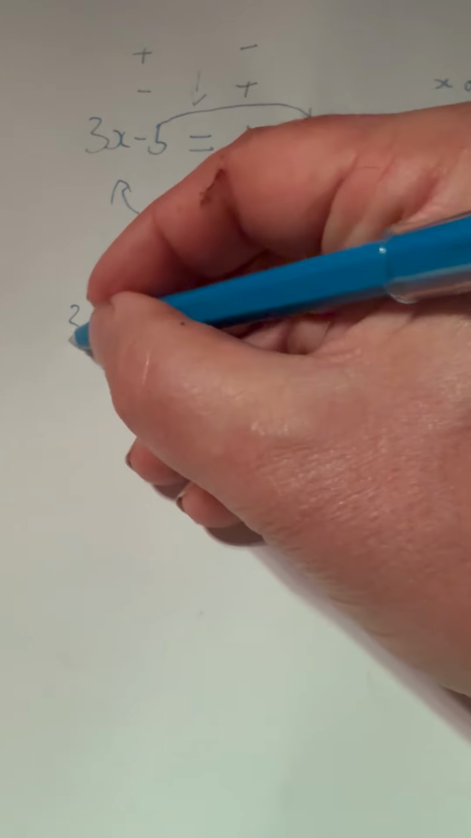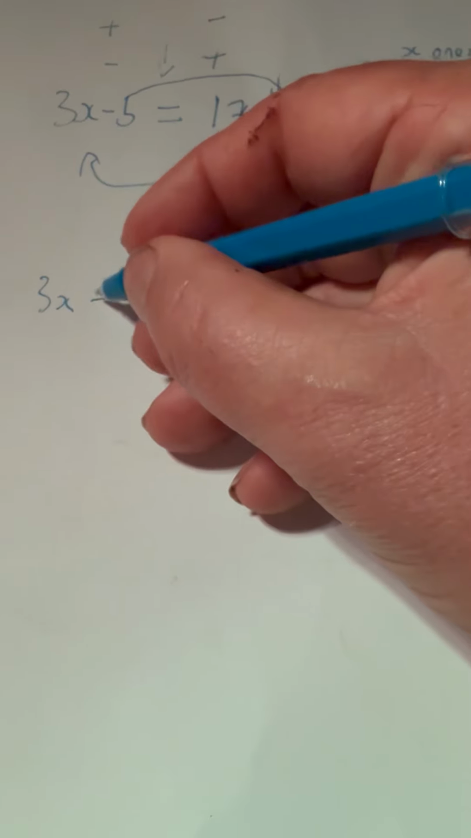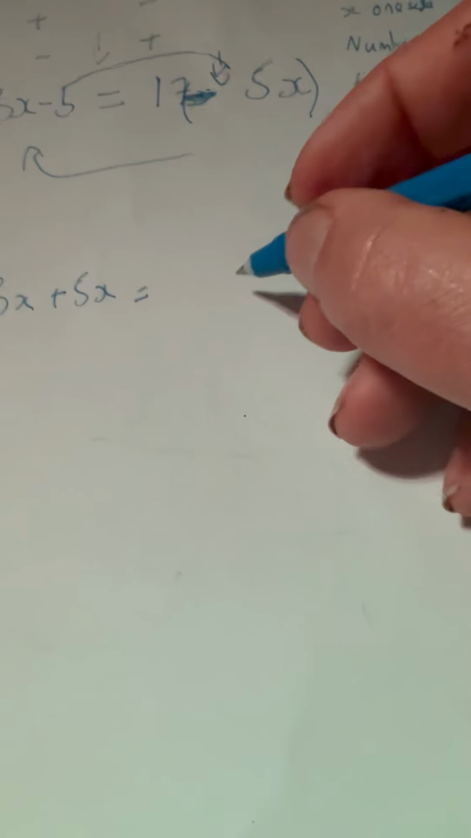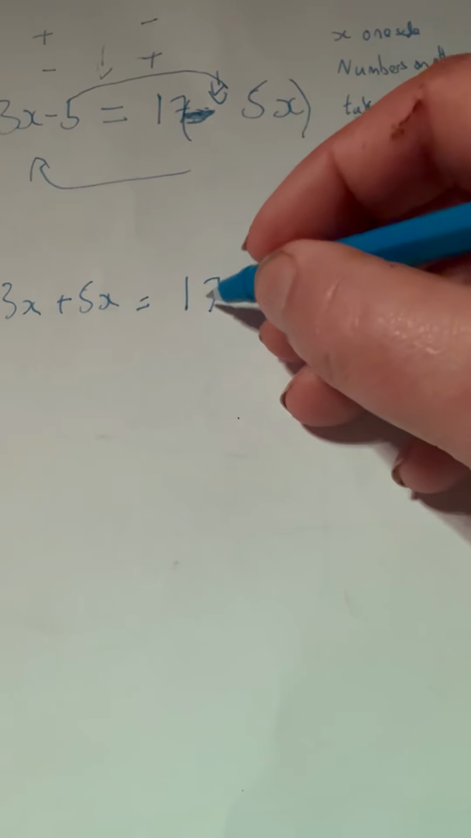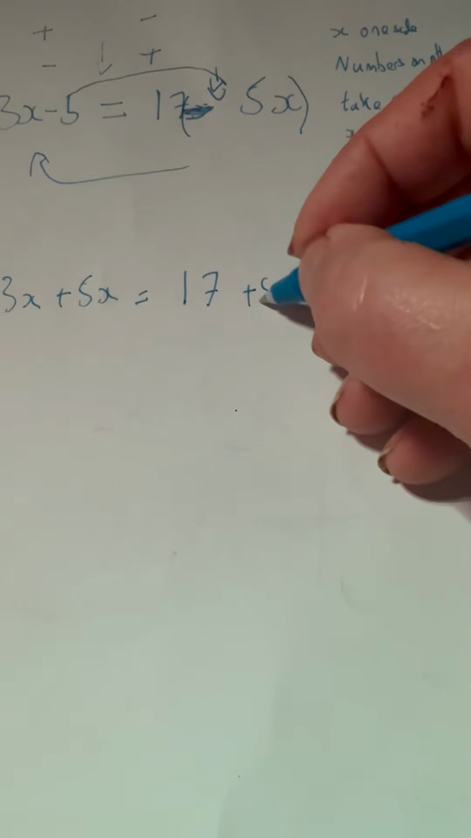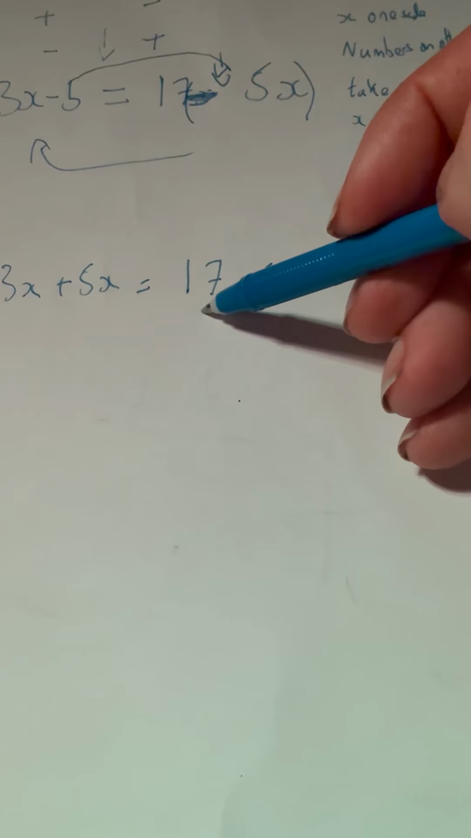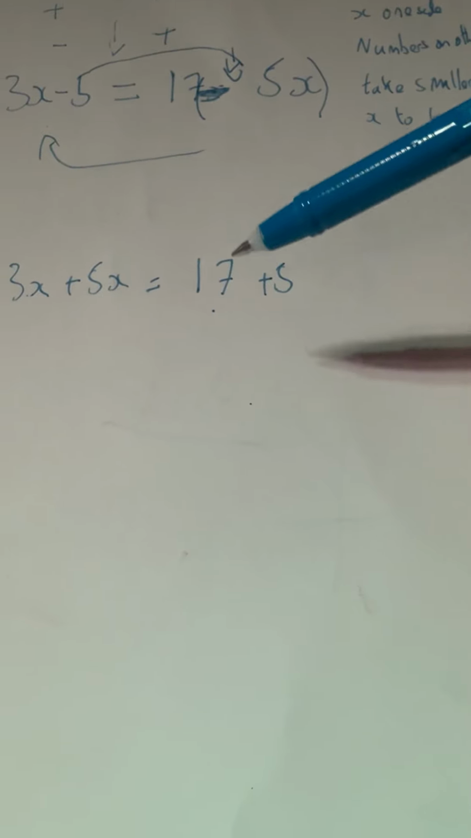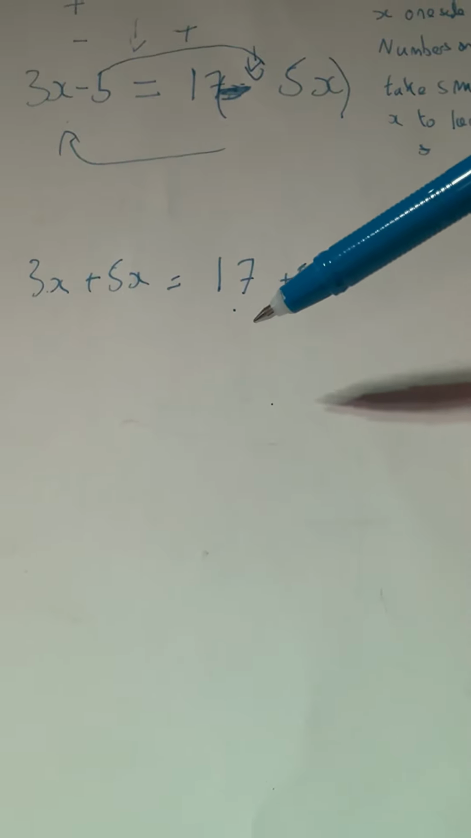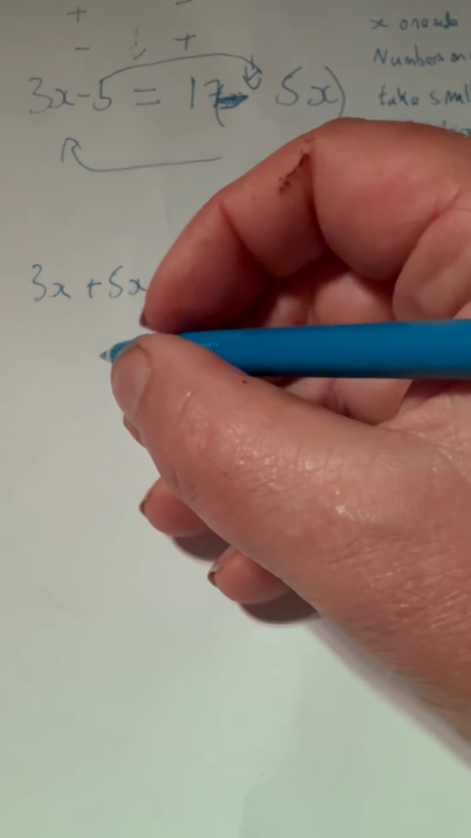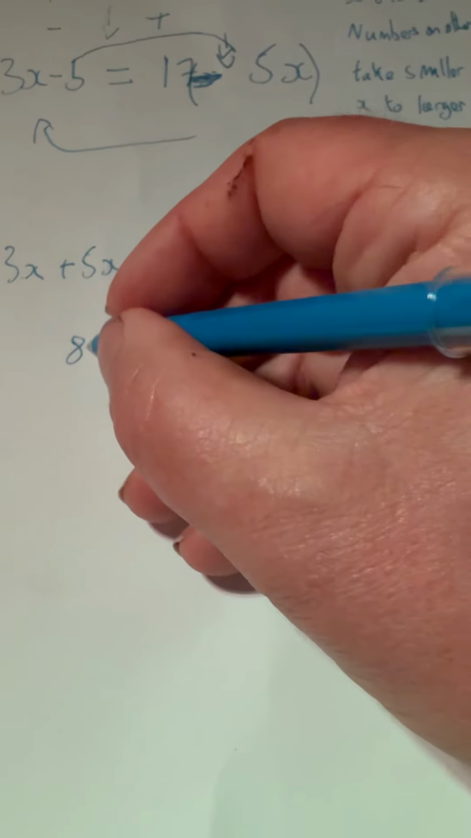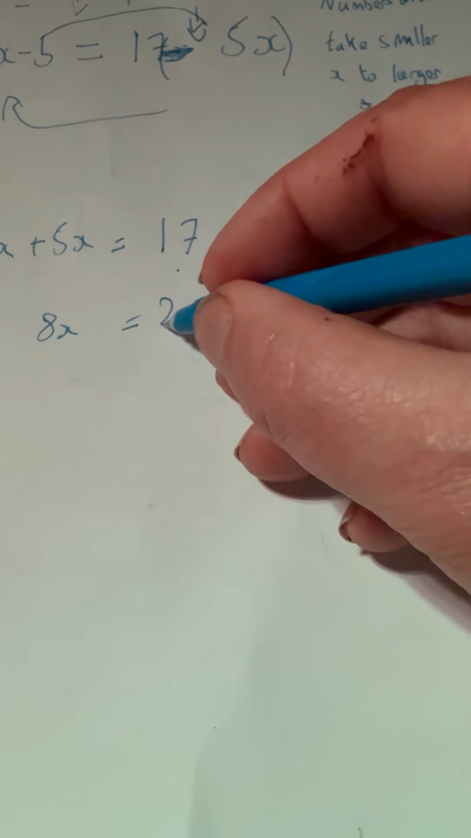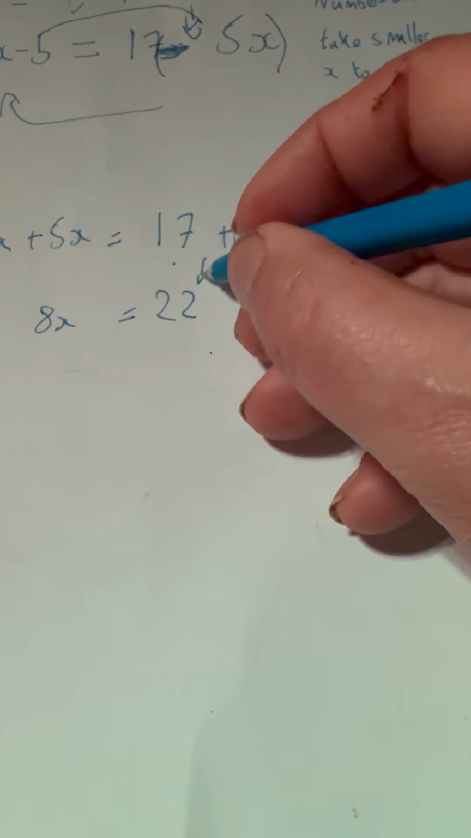So that will give you 3x plus 5x equals, write down what you haven't moved first, 17 plus 5. And yep, you can see I wrote down what I hadn't moved first. I always do that. It just is a way of sorting out the signs so that the signs don't turn around and bite you. And now I've got 3 plus 5, which is 8, equals 22. So you actually do calculations there.